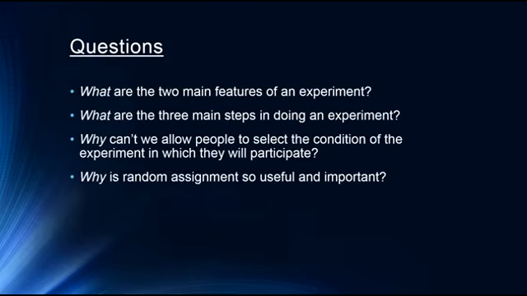So review questions: what are the two main features of an experiment? Of course, they are independent and dependent variables. Think about why random assignment is so useful, and think about why we don't allow people to self-select or allow even investigators to select who gets to be in which part of an experiment.